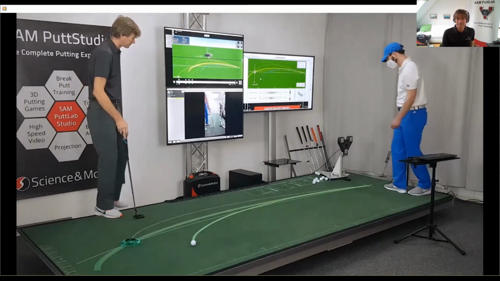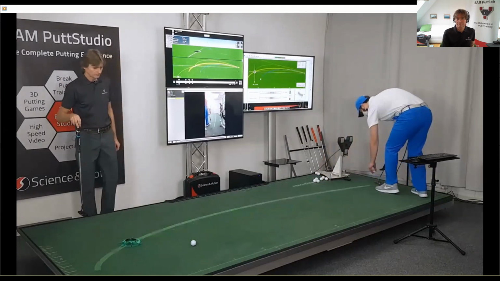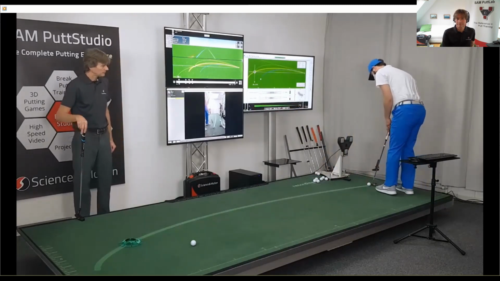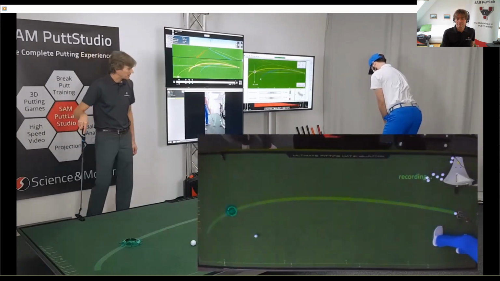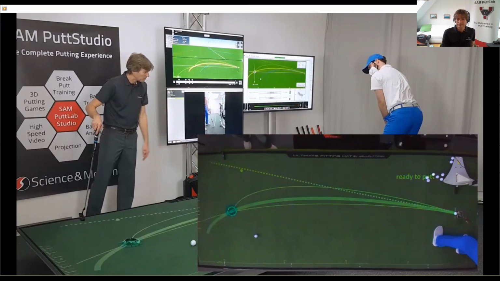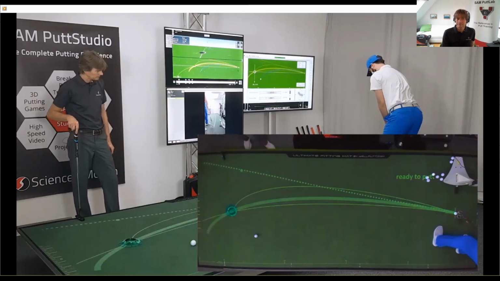Okay, can you do that? He gets a signal that you're ready to putt. Once you're ready to putt, you can go.